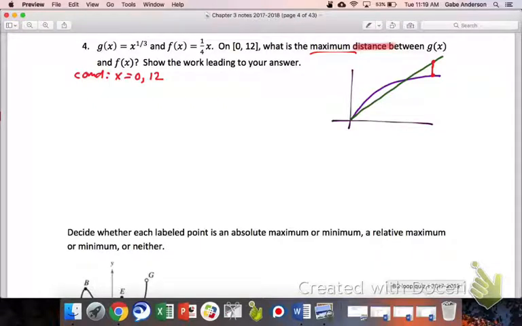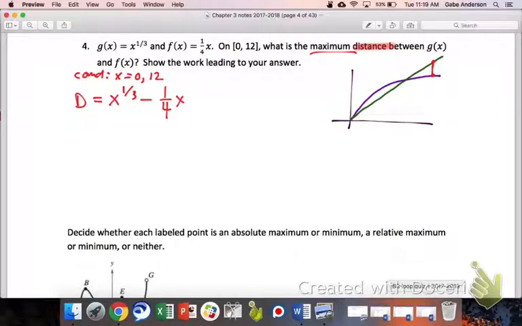Okay, so we're going to say, based on our picture and our reasoning there, we're going to say distance equals, Jake, since you suggested it to begin with, which one do you want to be minus which one? I would do d of x minus f. So x to the 1/3 minus 1/4 x. All right, fair enough. So that's our distance. So we have our candidates at the endpoints 0 and 12. How do I find my critical points to go along with those to fill out the candidates?